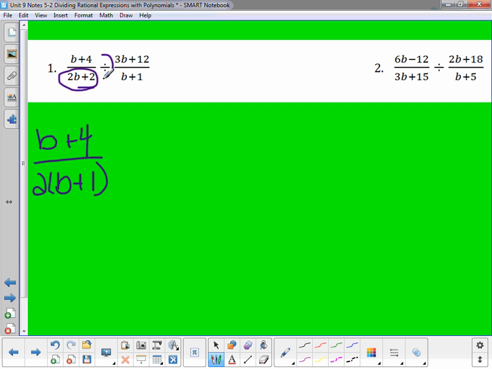Now, when you're dividing, remember that means you need to flip the second fraction. So as I'm flipping that second fraction, I'm going to factor it. So first of all, this b plus 1 is on the bottom, so it's going to come up top. Next, I have 3b plus 12 on the top. That's going to go down to the bottom. Now what I noticed is that both of those terms are divisible by 3. So I'm going to take out a 3 from each, and then I'm left with b plus 4.